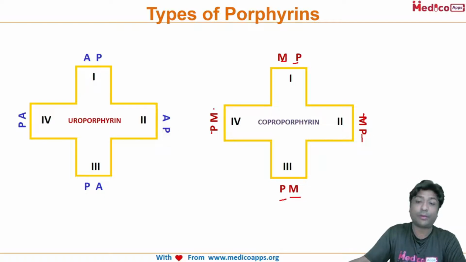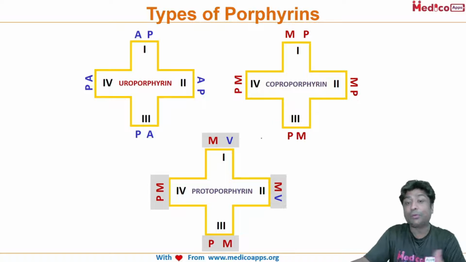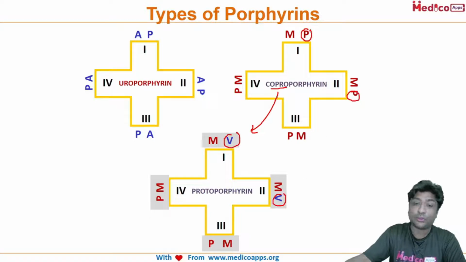So this is coproporphyrin. The third is protoporphyrin. Now this coproporphyrin undergoes two successive oxidations. This propionate on oxidation will become vinyl. Again, this propionate on oxidation will become vinyl. So this is how coproporphyrin is converted into protoporphyrin.